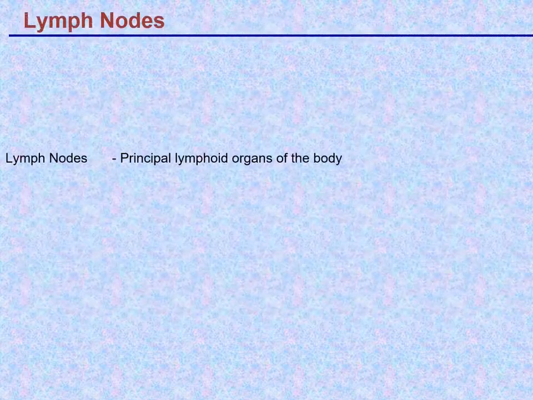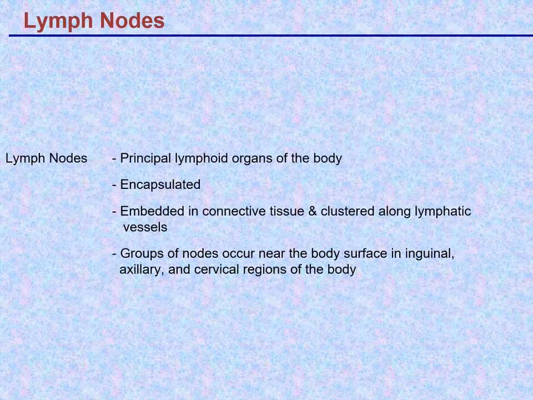So, as I said, the lymph nodes are principal and very important lymphoid organs of the body. These are secondary lymphoid organs. Remember, the bone marrow and the thymus are primary lymphoid organs. They have a capsule. They're all along the lymphatic vessels, and you have some that are near the surface of the body, particularly the inguinal lymph nodes in the groin, the axillary lymph nodes in the armpit, the cervical lymph nodes that are around the head and neck. And these are closer to the surface, so they can be palpated, they can be felt.